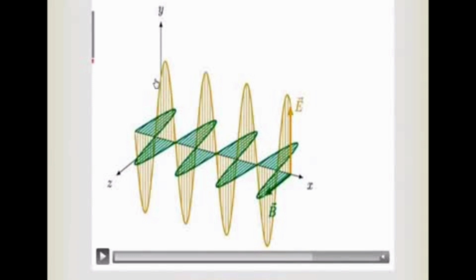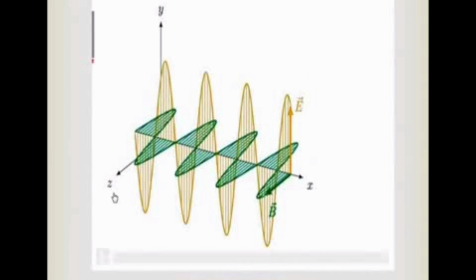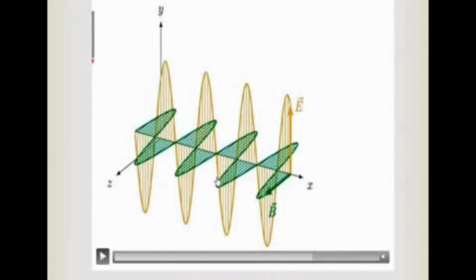It is passing along the y-axis. That's called the electric field. And the z-axis is the magnetic field. These two fields are perpendicular to each other, and both are perpendicular to the propagation. The propagation is in the x direction. So the nature of this wave is a transverse wave.